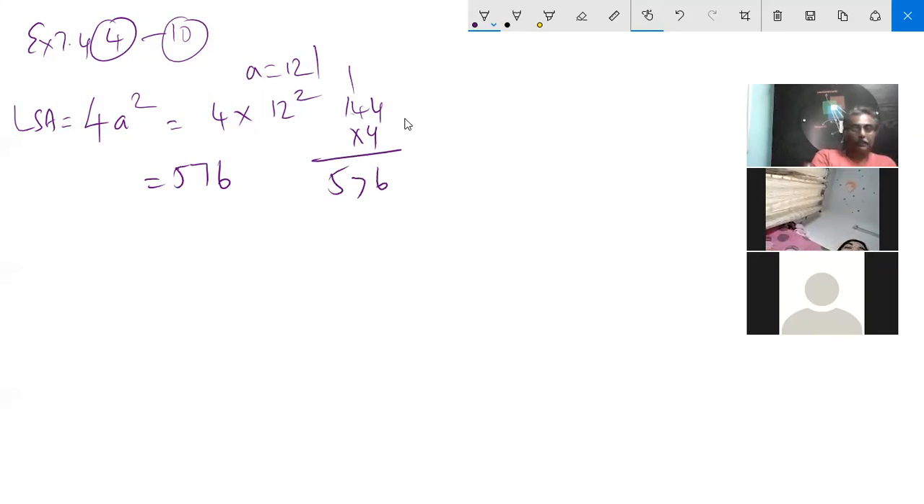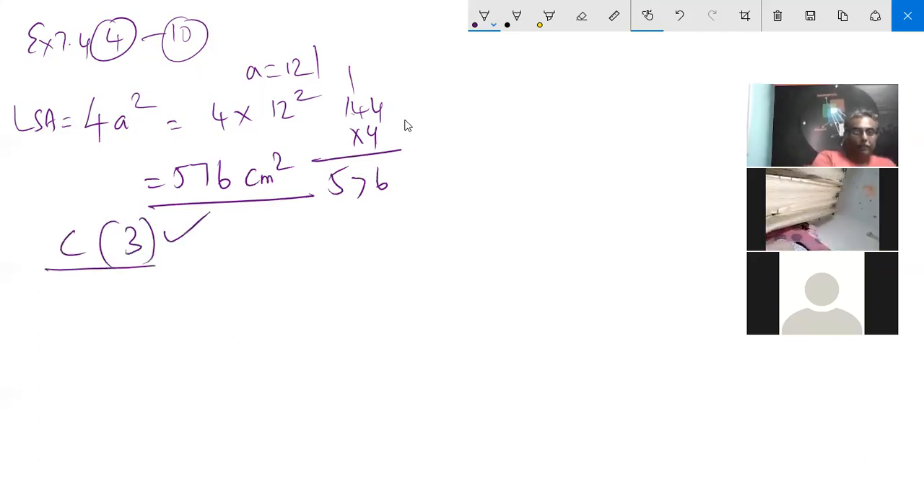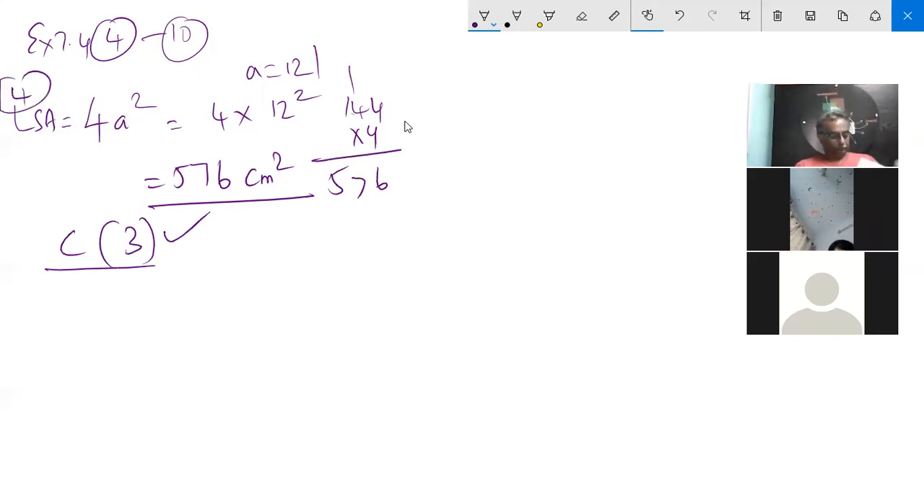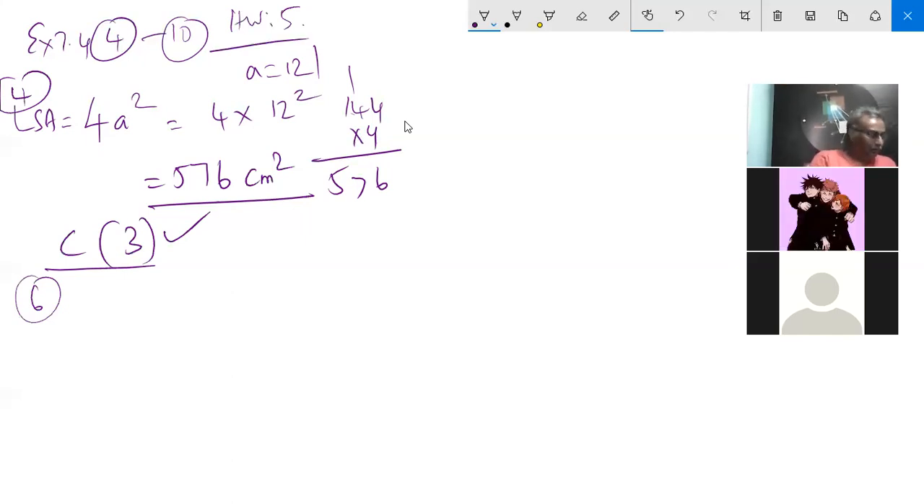What is the unit? Centimeter square. Answer is given, yes. Choice number 3 is correct. Okay, this is the fourth sum. Let me do the sixth sum now. You do the fifth sum for homework. Five is homework. Very simple, you can do it very fast. Let me do the sixth sum.